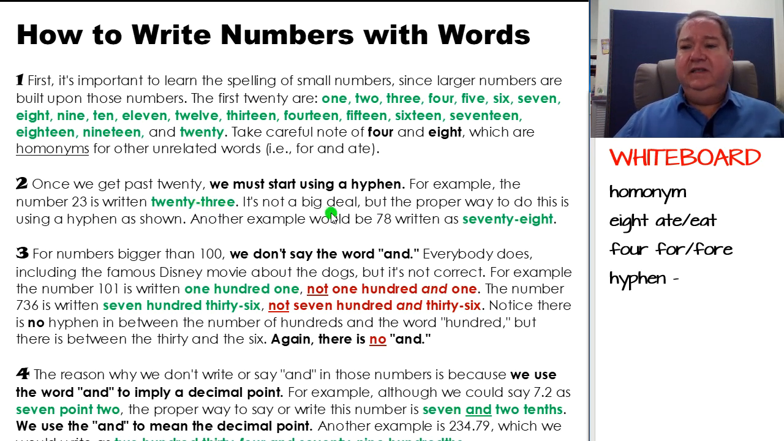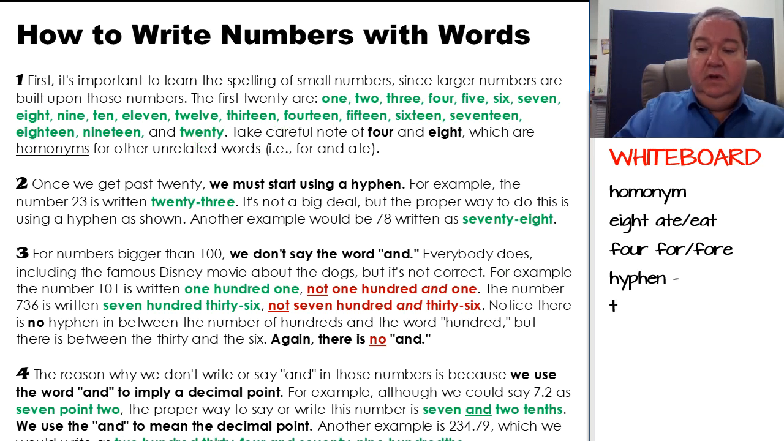It's not a big deal. It's not that important, but the proper way to do this is using a hyphen as shown. Another example would be 78, written as seventy-eight. Okay, so once we get past 20, all of these up to 20, there's no hyphens in there. It's not four-teen or six-teen. There's no hyphens in any of these. But once we get to 20, there's no hyphen, but 21 would be twenty-one. Okay?